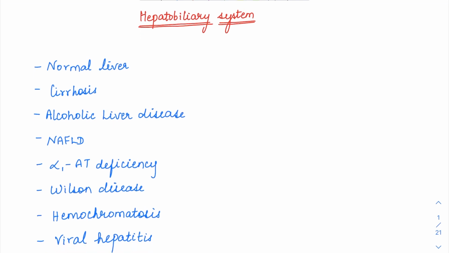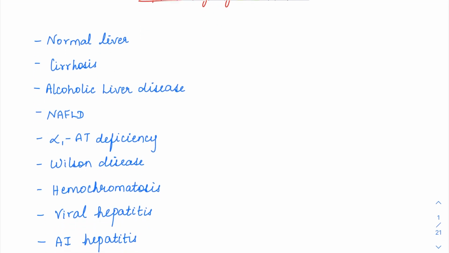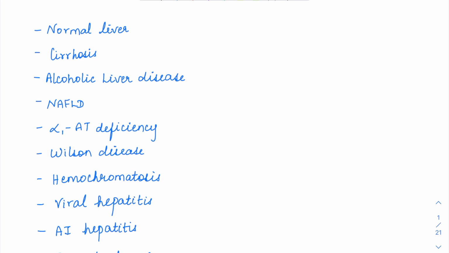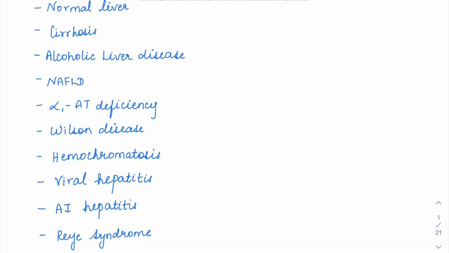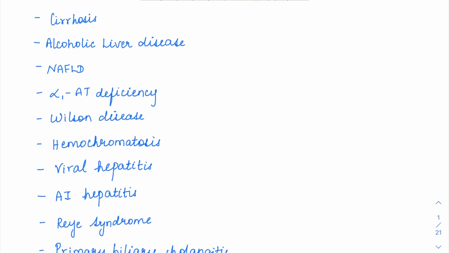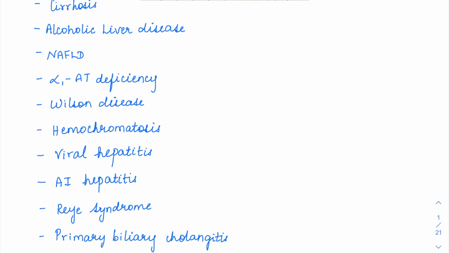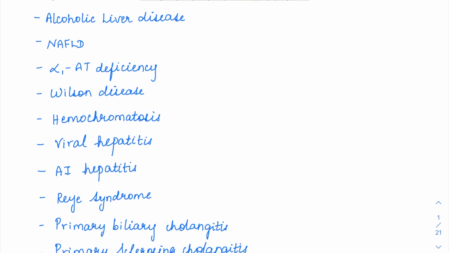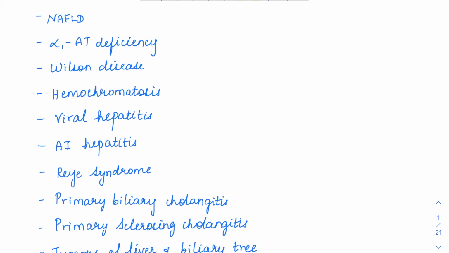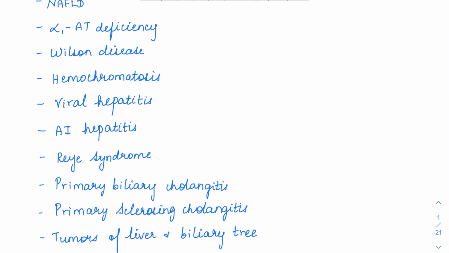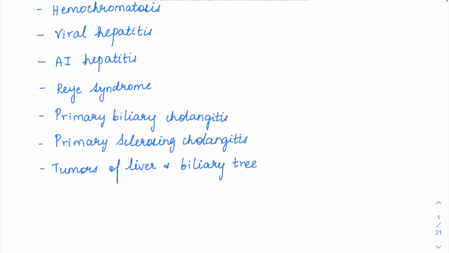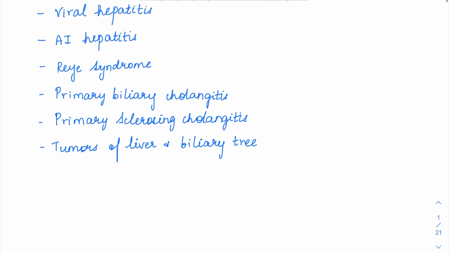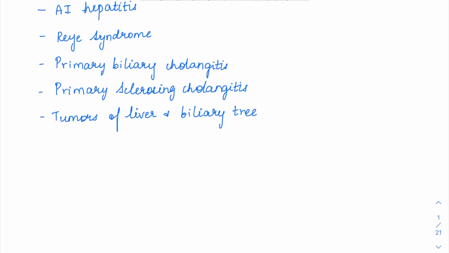So next we'll start with the hepatobiliary system. Under this we'll be dealing with, initially, the normal structure of the liver. Then we'll see about cirrhosis and the various causes causing it. Then we'll discuss the different causes of cirrhosis, that is alcoholic liver disease, non-alcoholic fatty liver disease, alpha-1 antitrypsin deficiency, Wilson's disease, hemochromatosis, viral hepatitis, autoimmune hepatitis, Reye's syndrome, primary biliary cholangitis, primary sclerosing cholangitis, and finally we'll see about the tumors of the liver and biliary tree.